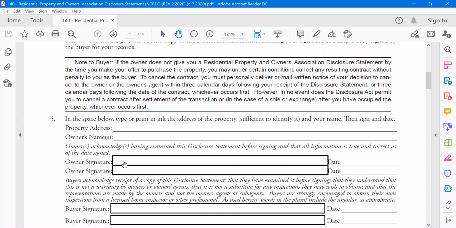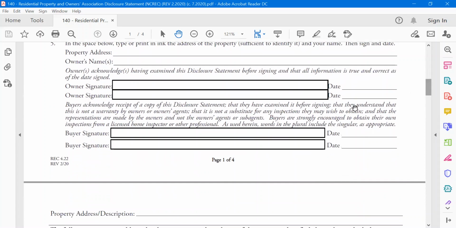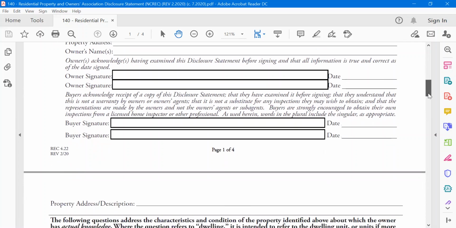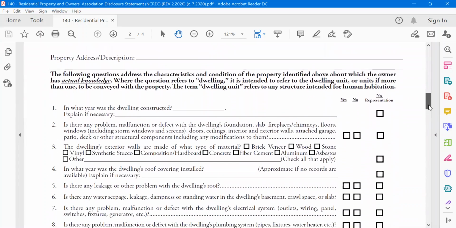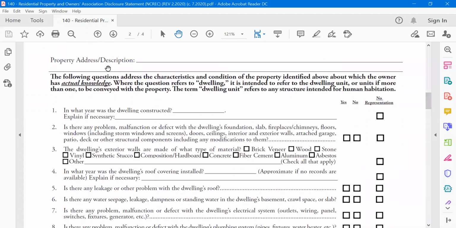Those sellers will sign here where it says owner signature. Once the buyer receives this form, the buyers will sign here acknowledging that they have received it. The property address goes in this blank here.